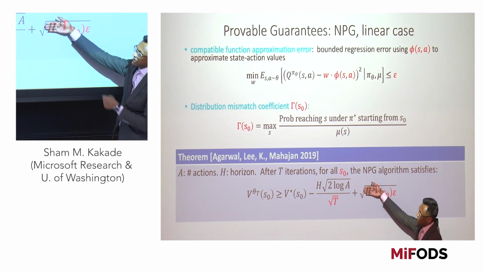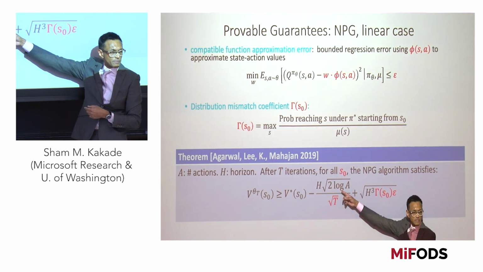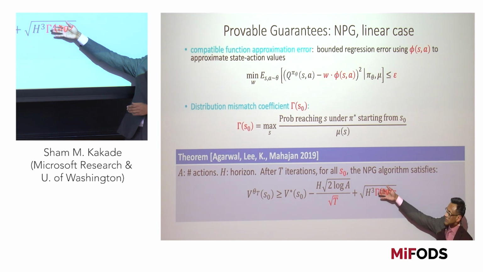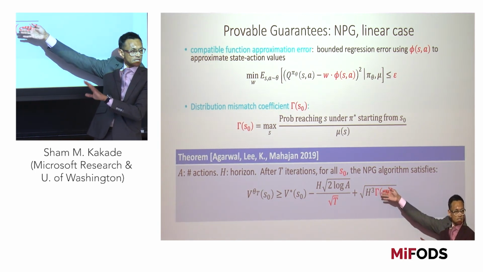So we're converging to the optimal policy at a rate like 1 over root t. We only logarithmically depend on the number of actions in the MDP. And we have this polynomial horizon dependence. So this is still interesting because there's no dependence on the number of states and actions.